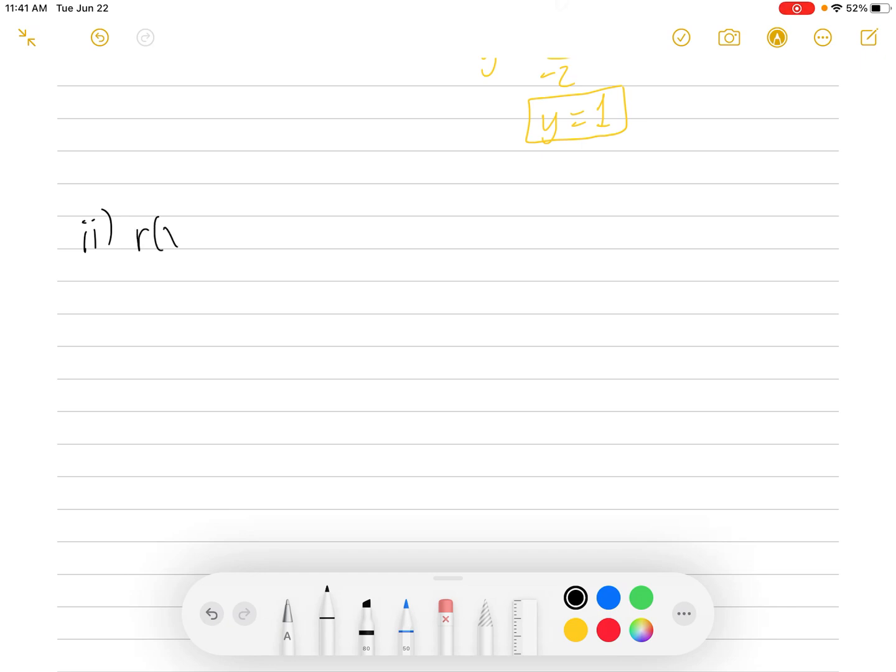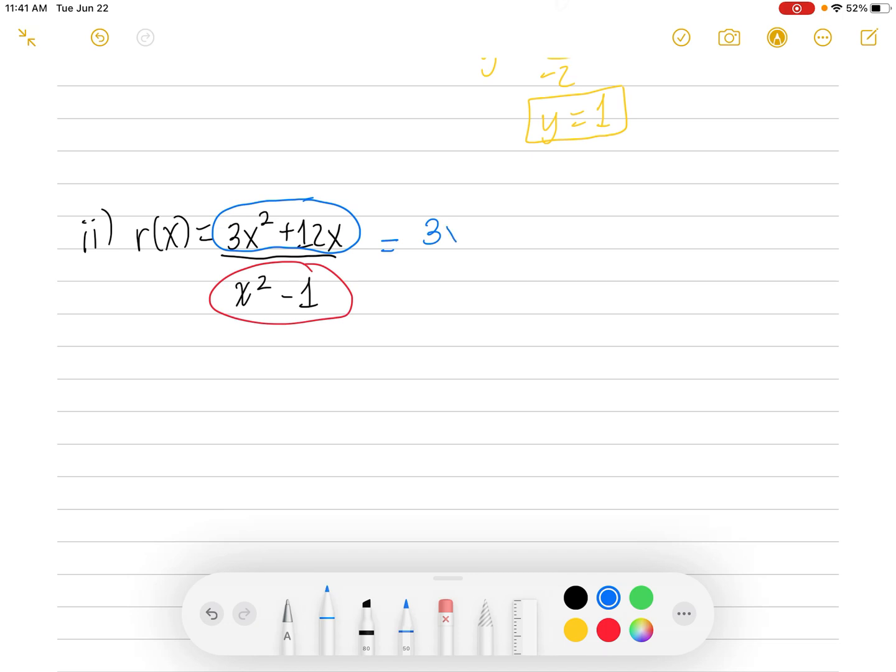All right, number 2. What do we have? R of x equals 3x squared plus 12x over x squared minus 1. So we have to find all these different things. Before we even start finding different things, though, let's factor the top and let's factor the bottom. So in the top, I can take out a greatest common factor of 3x. There's a 3x in common.